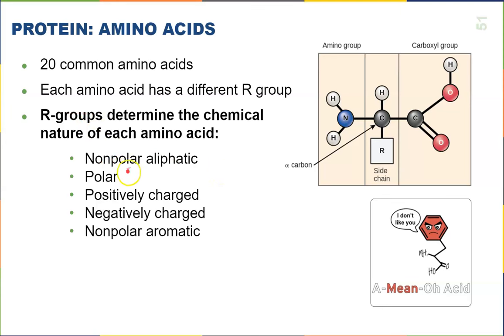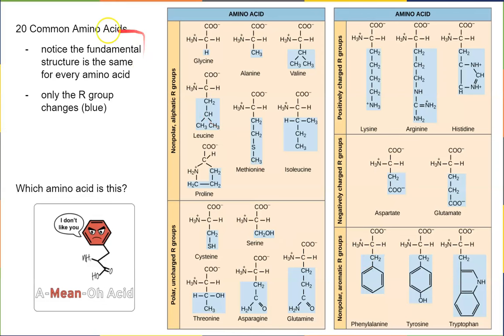So it could be nonpolar, it could be polar, which means it's going to repel or like water. It could be positively charged, it could be negatively charged, it could be a nonpolar ring, like our guy here, this is a ring. So let's take a look at each of them. Here's 20 common amino acids. The things you are looking at are the things shaded in blue. Those are each of the R groups. The things not shaded in blue are the rest of the amino acid that remains the same for each amino acid.